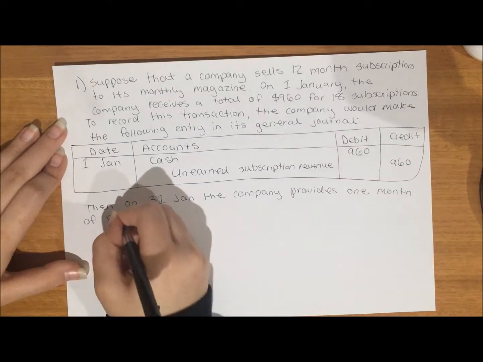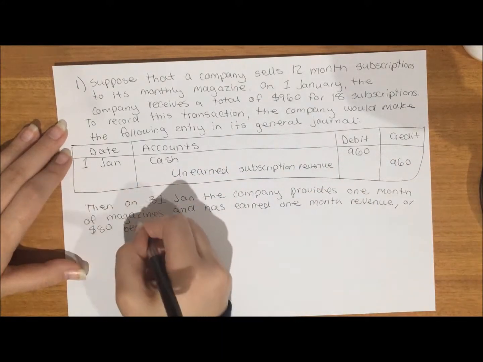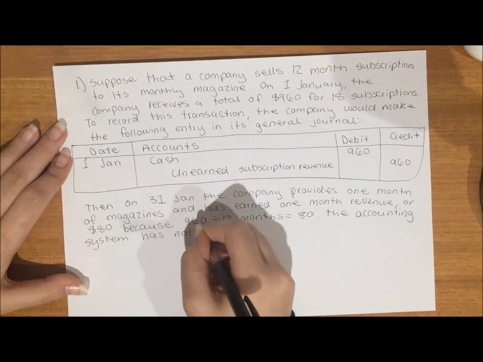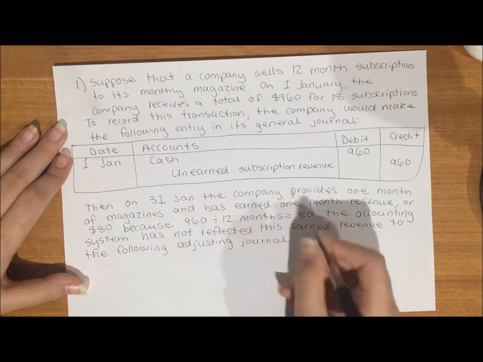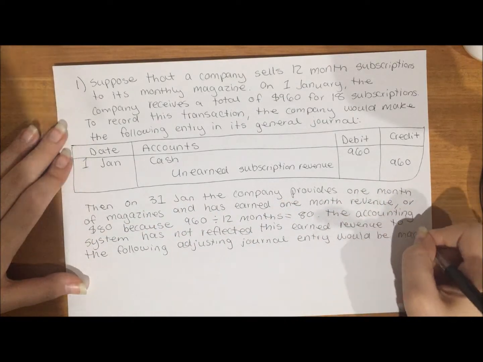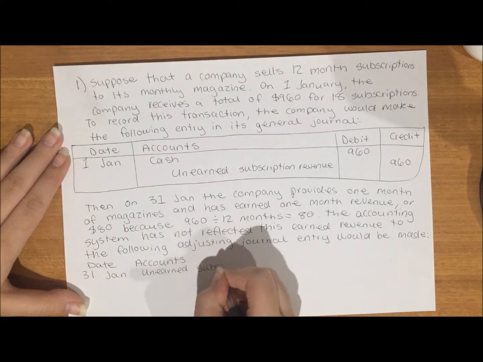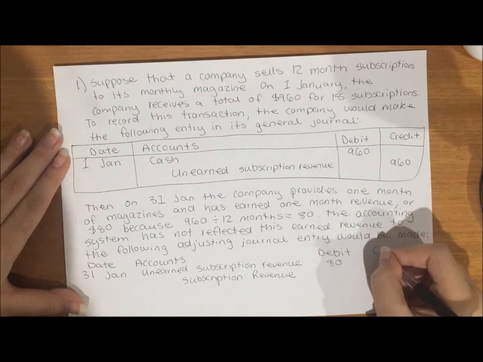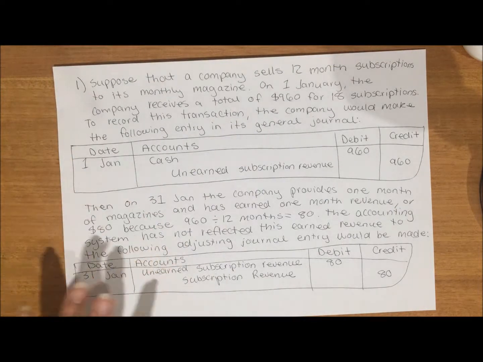Then on the 31st of January, the company provides 1 month of magazines and has therefore earned 1 month of revenue, or $80. The accounting system has not reflected this earned revenue, so the following adjusting journal entry would be made. The unearned subscription revenue would be debited $80 and the subscription revenue would be credited $80.